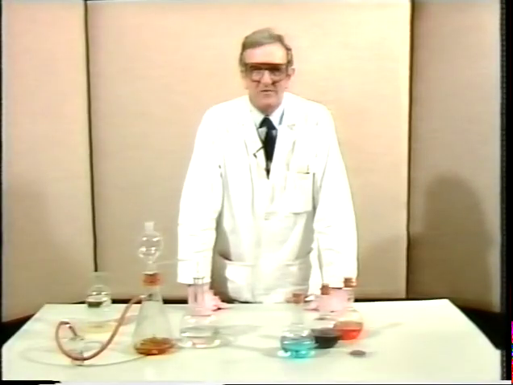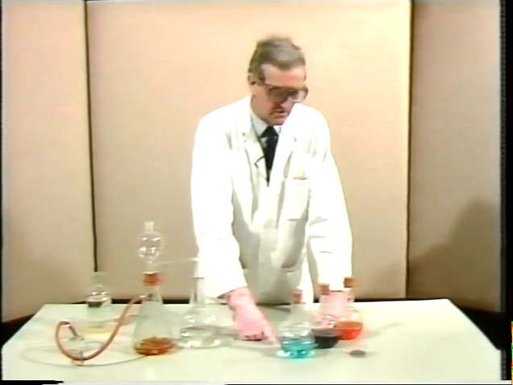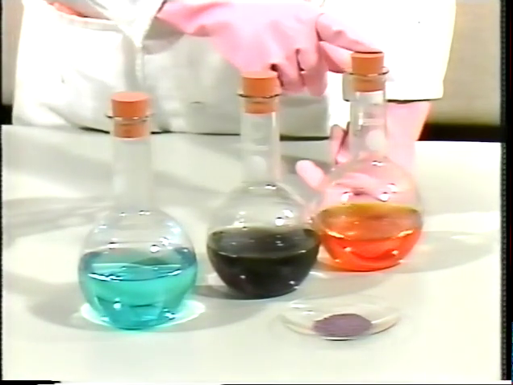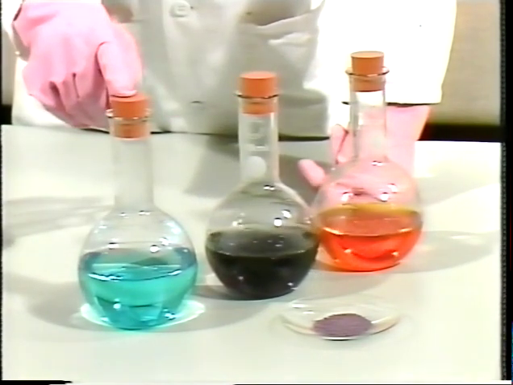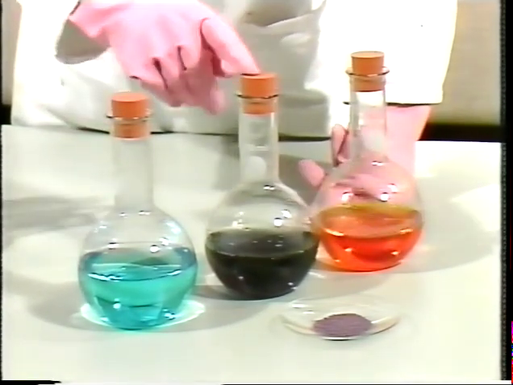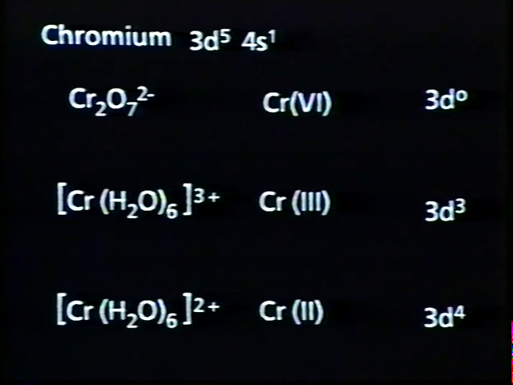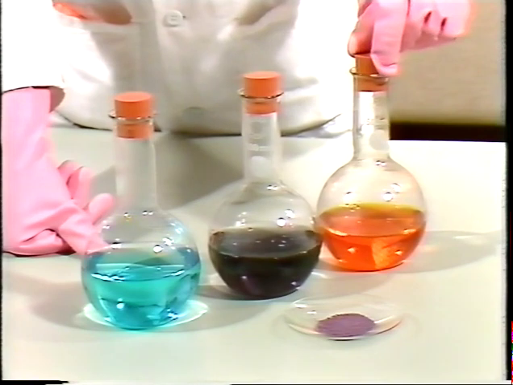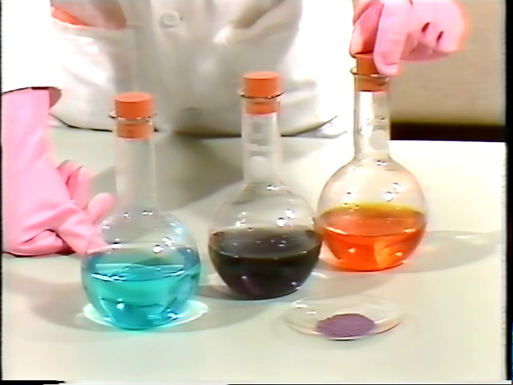Now we come to the variation in oxidation state shown by the transition elements. Here in front of me are the common oxidation states shown by chromium. We have potassium dichromate(VI), chromium 3+ (aq) and chromium 2+ (aq). The formulae of the species present in these solutions are shown. You see that the dichromate(VI) species is a d0 system, so its colour arises not from a d-d transition, but from a charge transfer transition.